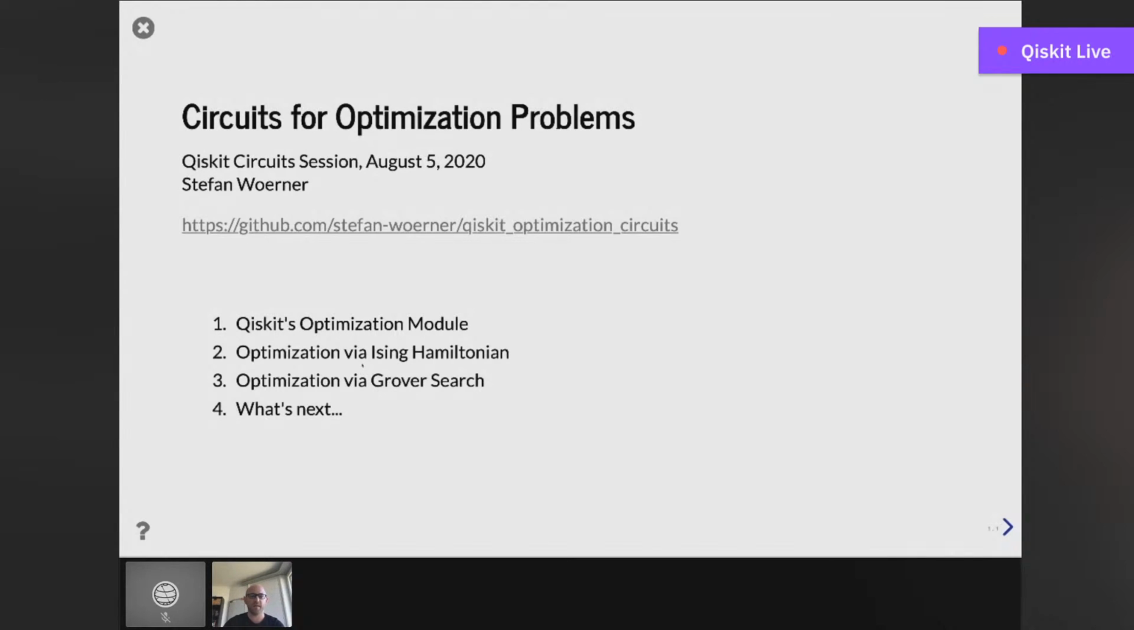Second, I'd like to introduce the optimization via the Ising Hamiltonian formalism. So this is one class of optimization algorithms that we are looking into. Then I'd like to introduce optimization via Grover search, which we use to solve the same kind of problems, but which uses a completely different technique and will lead to completely different circuits, as you will see. And last, I show a little bit what you can do after that, what you can do with this, further material to get into, and so on. All right.